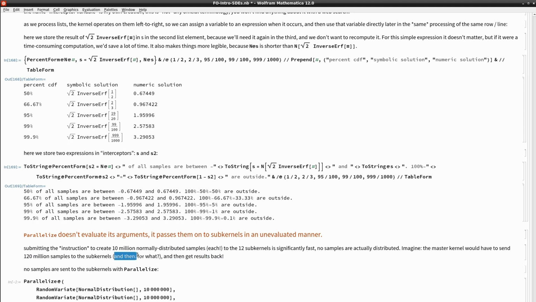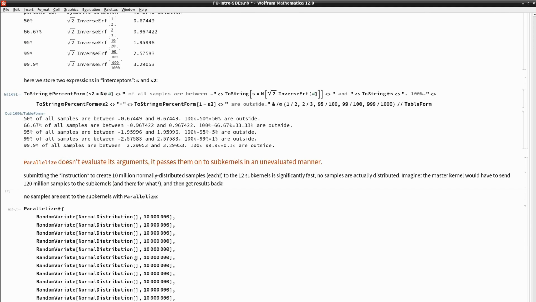And then the question also arises, for what? We have already generated them. Now you're just sending the subkernels all these 120 million samples. What are you going to do with them, right? You want the samples at the end of the parallelism in the master kernel, right? So this is not a good idea.